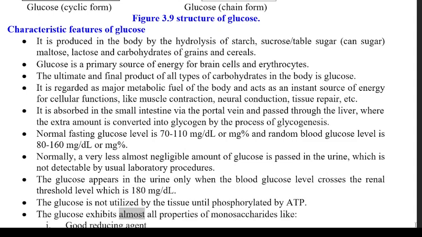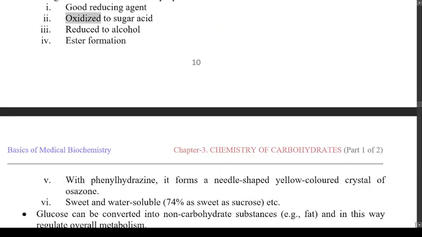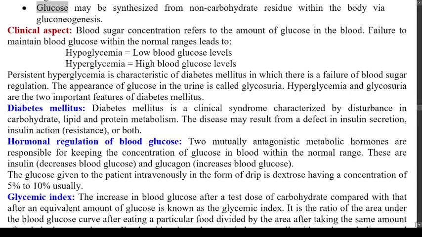The glucose exhibits almost all properties of monosaccharides like good reducing agent, oxidized to sugar acid, reduced to alcohol, ester formation. With phenylhydrazine, it forms a needle-shaped yellow-colored crystal of osazone. Sweet and water-soluble, 74% as sweet as sucrose, etc. Glucose can be converted into non-carbohydrate substances, for example fat, and in this way regulate overall metabolism. Glucose may be synthesized from non-carbohydrate residue within the body via gluconeogenesis.